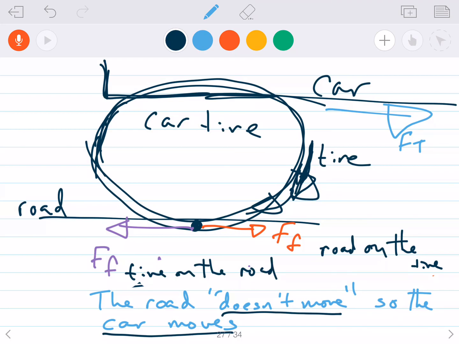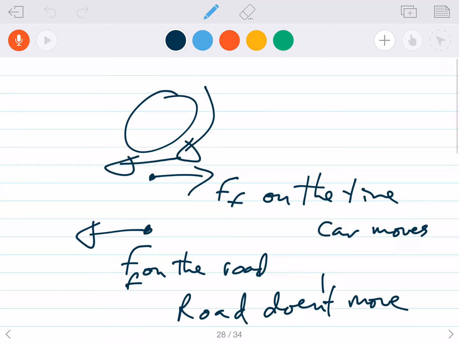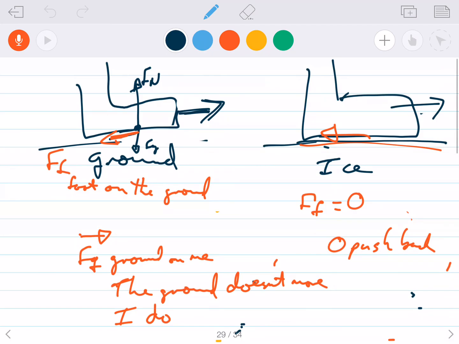Because they're different objects, the road doesn't move. The car is free to move, so the car actually moves forward. So the force of friction on the tire, the car moves. The force of friction on the road, the road doesn't move.